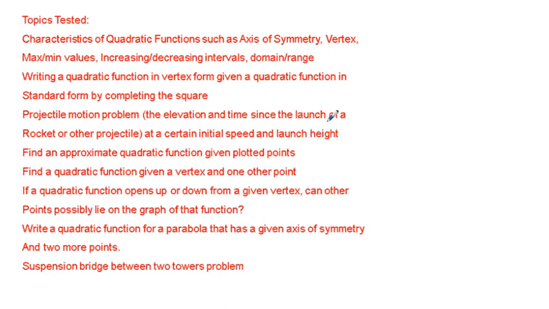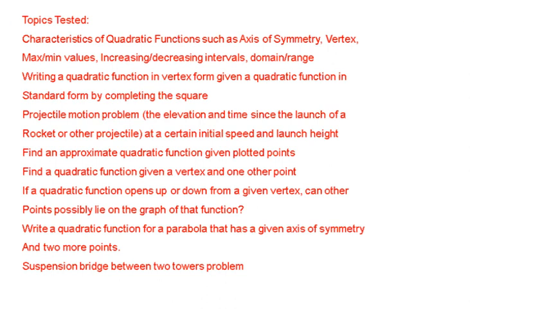Projectile motion problem. That's going to be like a rocket function problem. And then finding an approximate quadratic function given plotted points. Find a quadratic function given a vertex and one other point. If a quadratic function opens up or down from a given vertex, can other points possibly lie on the graph of that function? Write a quadratic function for a parabola that has a given axis of symmetry and two more points. And then we'll have a suspension bridge between two towers problem.